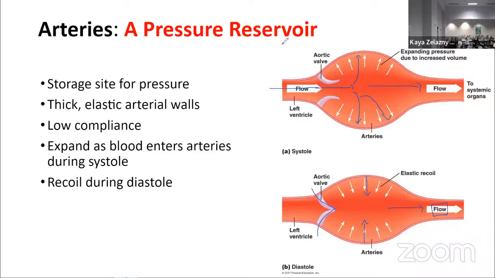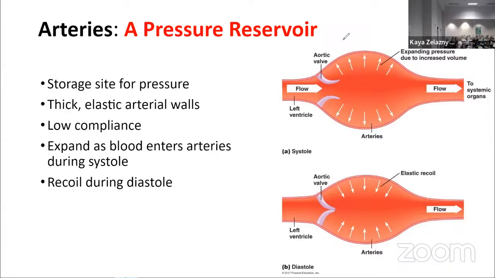So part of that is a summary of what we briefly talked about when we were talking about the heart. But now we're focusing a little more on the arteries. So now we want to think about the fact that that ability to hold pressure, to act as a pressure reservoir, is because the arteries have these thick elastic walls, right? So it is that connective tissue layer and its properties that allows the arteries to behave like this.